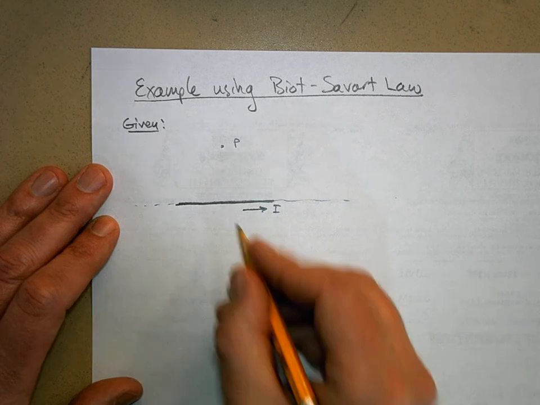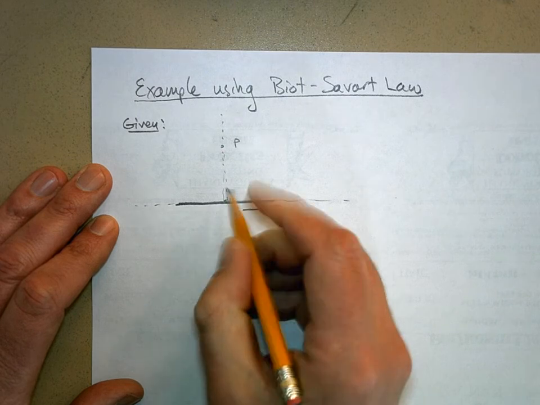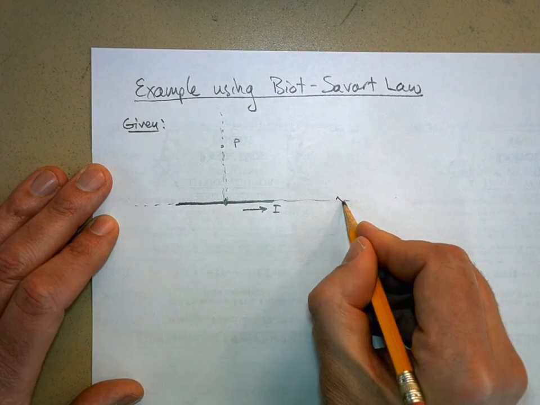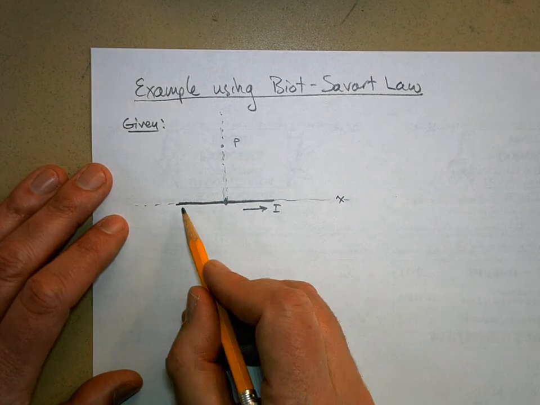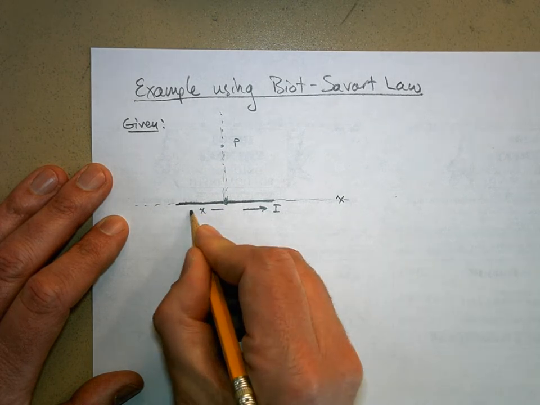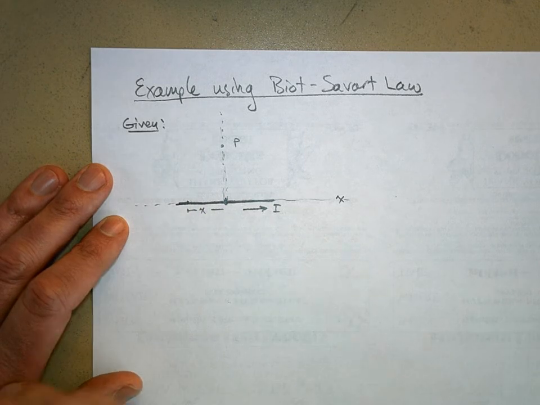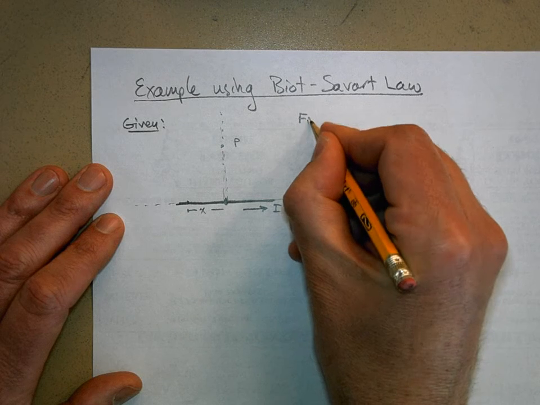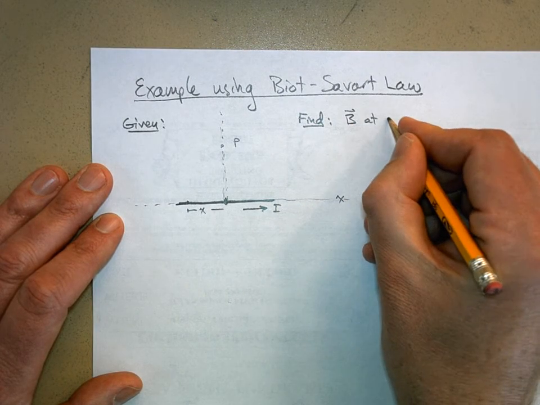And what I'm going to do to make this solvable, barely, is I'm going to call this my origin right here, and this is going to be my x-axis. And I'm going to call this x, from here all the way over to there. And I'm going to say, okay, what's the magnetic field right there? So I want to find B at point P.